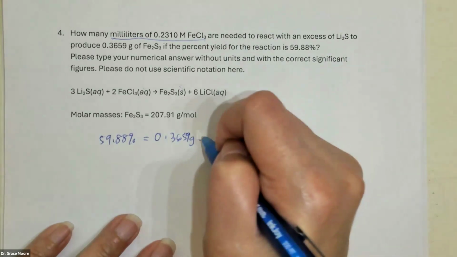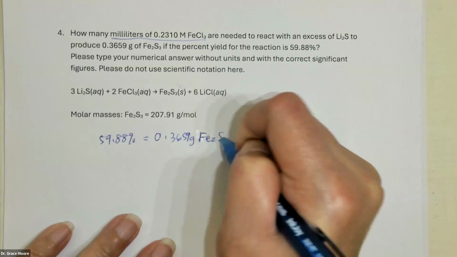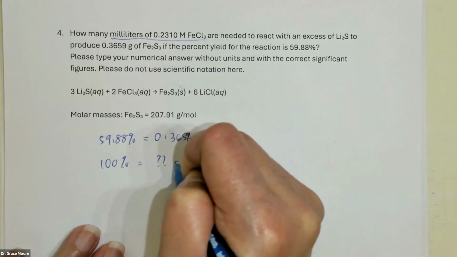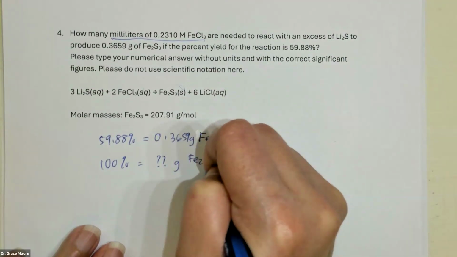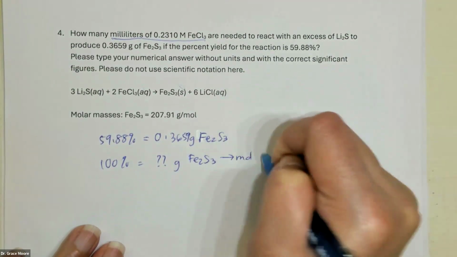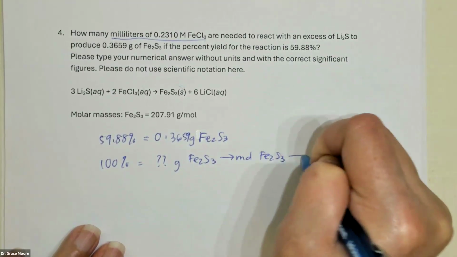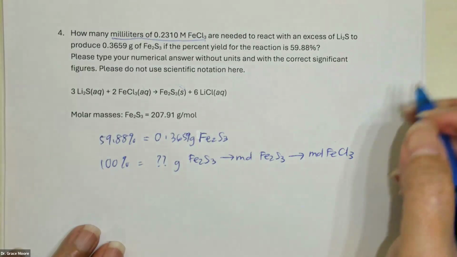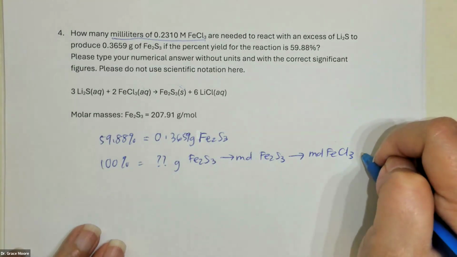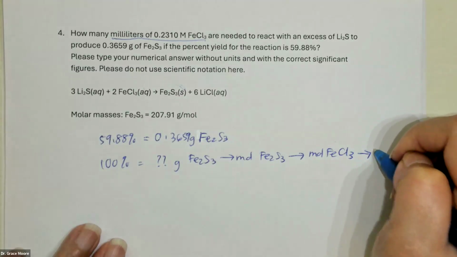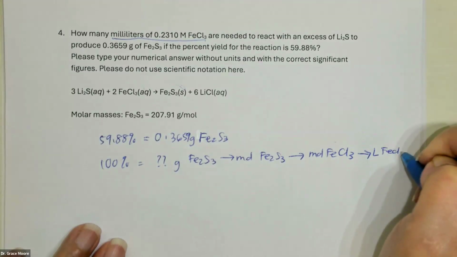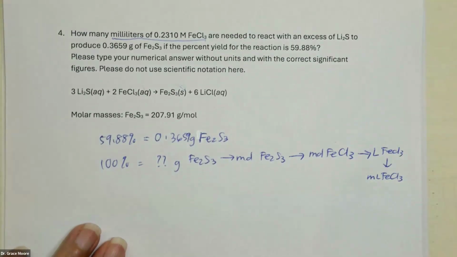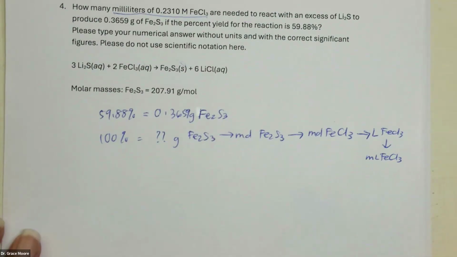What's 100%? Because we need 100% to do our math. So I'll say, let's look for 100%, however many grams that is. Now turn it to moles. Now do the mole to mole ratio to FeCl3. And then I can use the molarity to get the volume in liters, and then I can get it to milliliters. Okay, so let's get going with the math here.